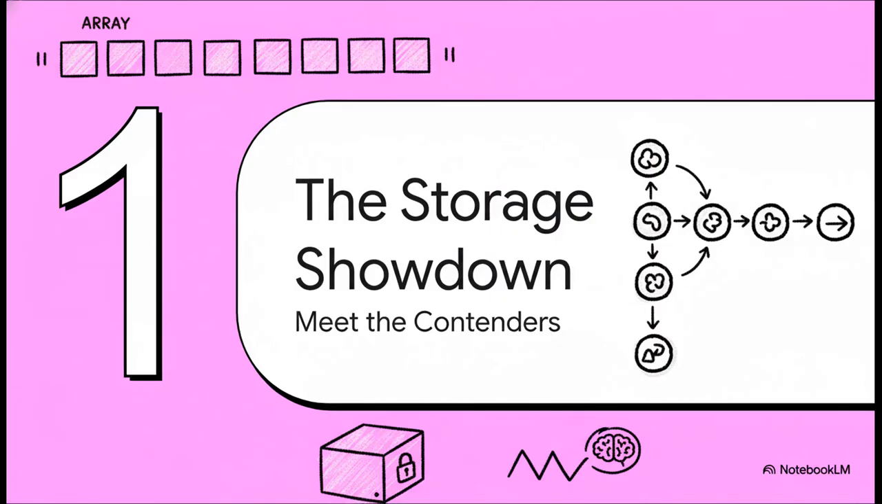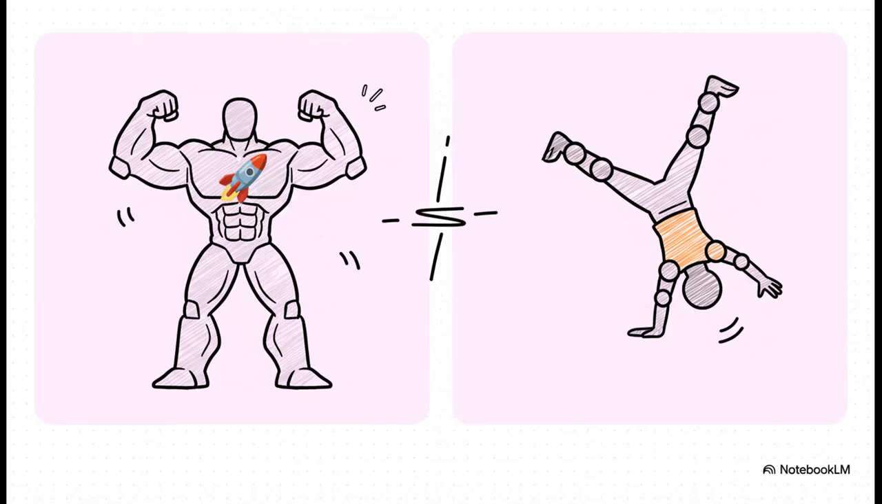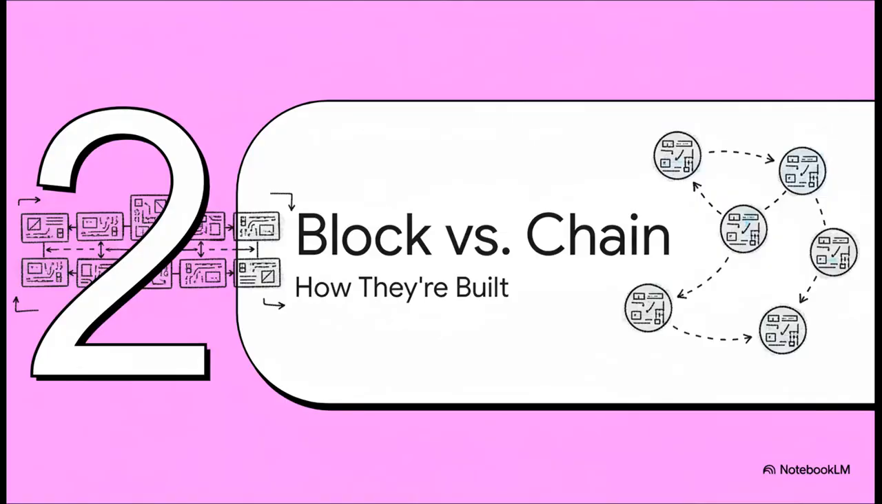Okay, let's get into it. It's time to introduce our contenders in this storage showdown. In this corner, weighing in as the rigid, orderly champion of speedy access, we have the array. And in the other corner, the flexible, agile champion of easy changes, the linked list. You can see right away they're built for different things. One is a powerhouse, the other's an acrobat, and their strengths come from totally different designs. So, what gives them these completely different personalities? Well, it all comes down to the nuts and bolts of how they're put together in your computer's memory.